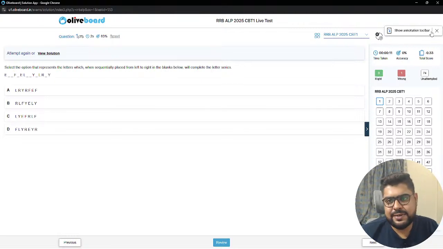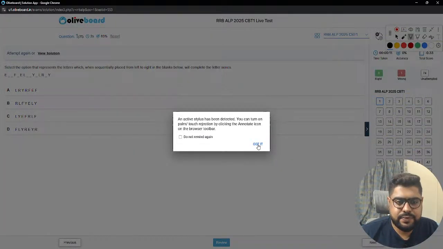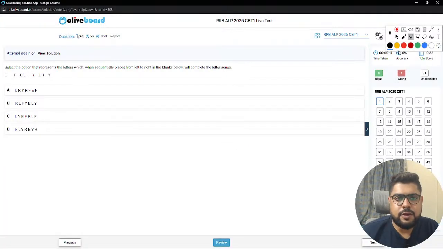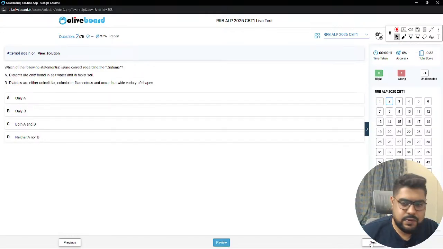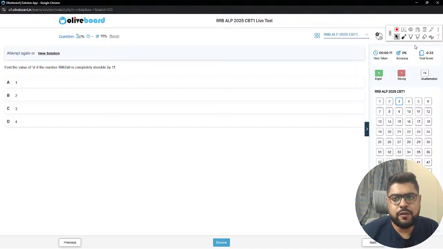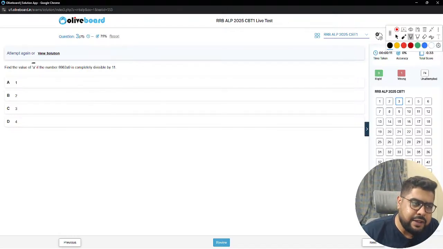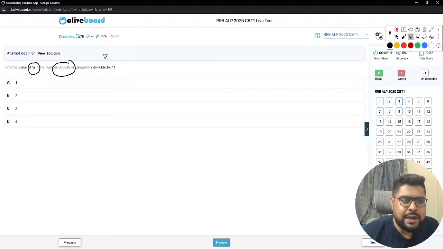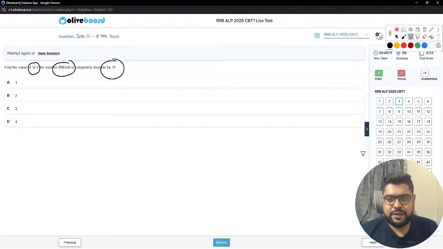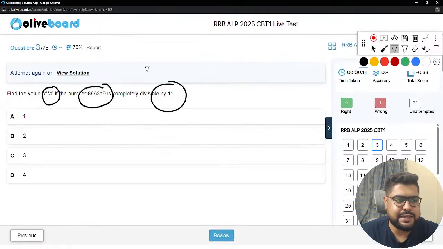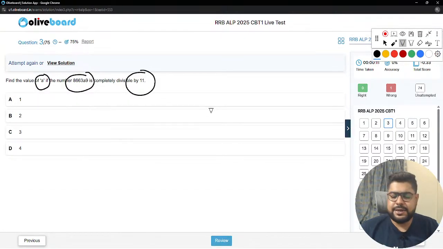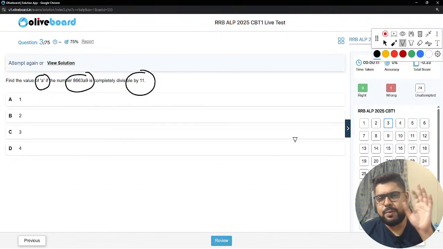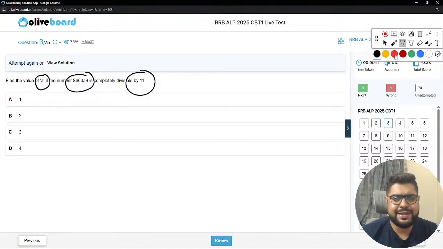So, first question. Find the value of A if this whole number is completely divisible by 11. Find the value of A. I hope you guys can completely see this, right? I've just zoomed in. If there is any problem, please do let me know, because I'm also not familiar with this setup.